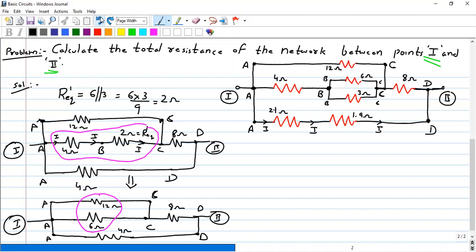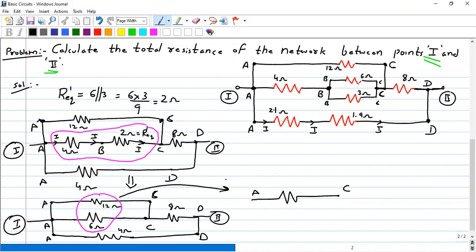But what about the parallel combination? Obviously they are in parallel, because what is the potential across the 12 ohms? This point is A, this point is C, so I can assume the drop is AC. Now the 6 ohm resistance, its terminals are also A and C, so it will also have the same potential AC. Therefore, these two resistances are in parallel. So what I can draw here is the parallel combination.